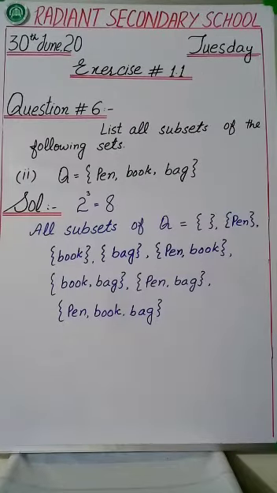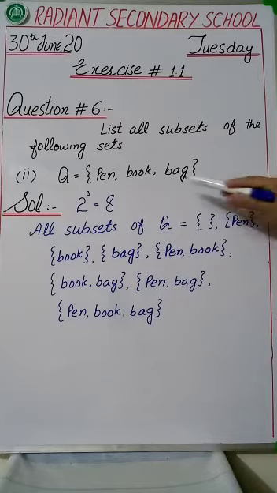Okay class, let's start exercise number 1.1 and question number 6. List all the subsets of the following sets. I have done part number 2 for you. In part number 2, set Q is given and it has three elements: pen, book and bag. You have to make a list of all the subsets of this set.